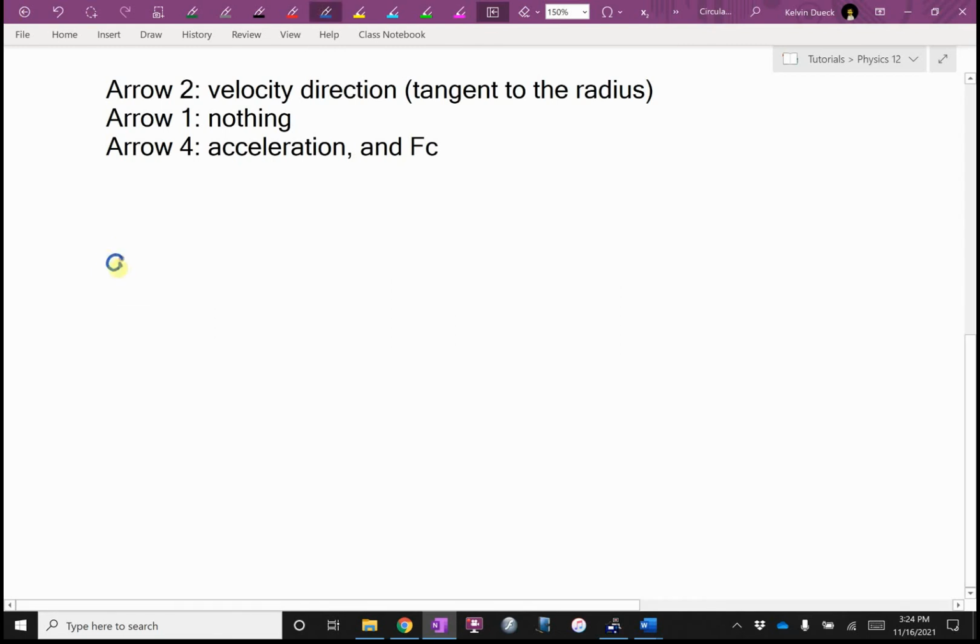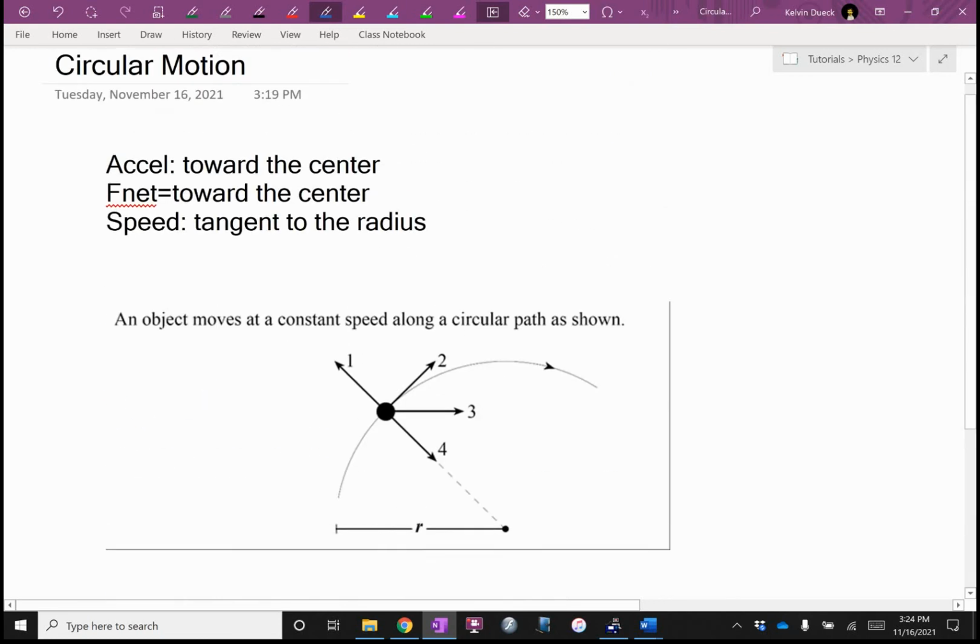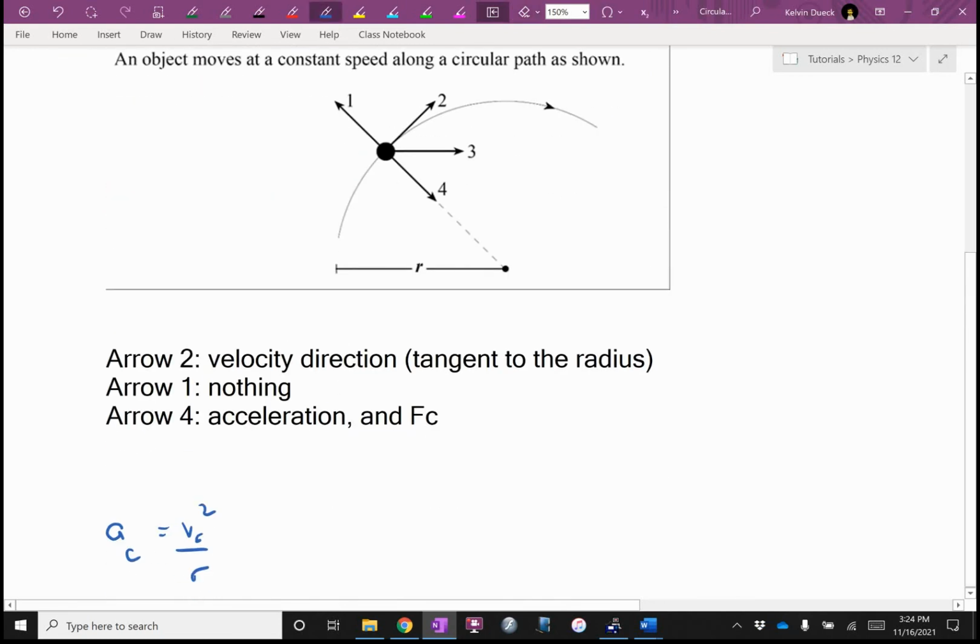How do we calculate centripetal acceleration? Two equations. Which ones? You don't need to memorize them. They're on your sheet, but you need to know where they are. That v is your tangent-to-the-radius speed. It's the arrow 2 speed. And you can calculate that arrow 2 speed by going 2 pi r over the period.